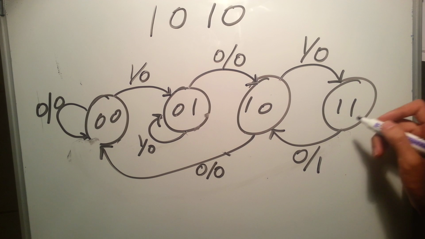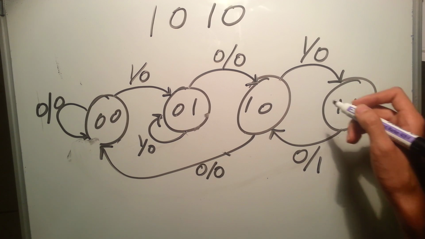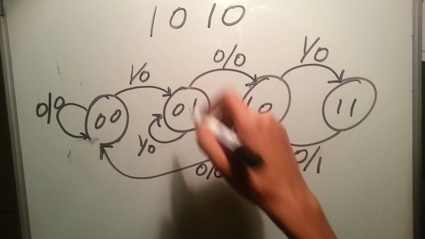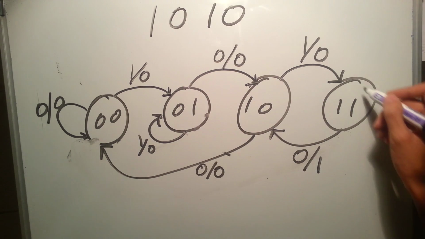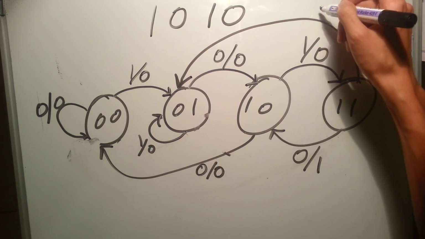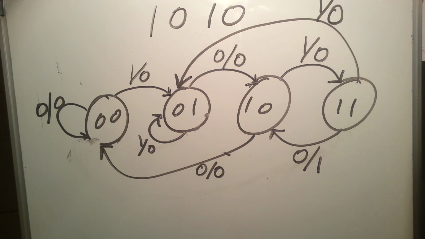However, if you got a 1, it's basically 1011, so you will go to this state where you already have a 1. So this is basically Mealy.